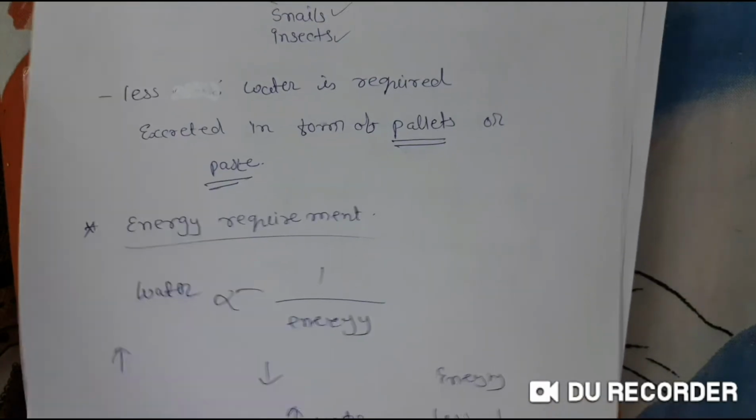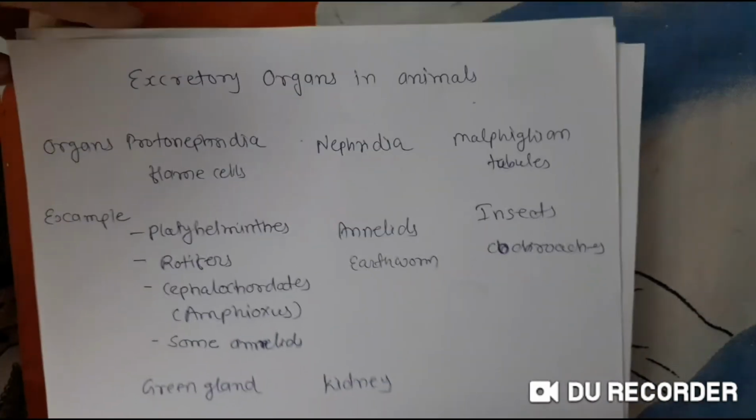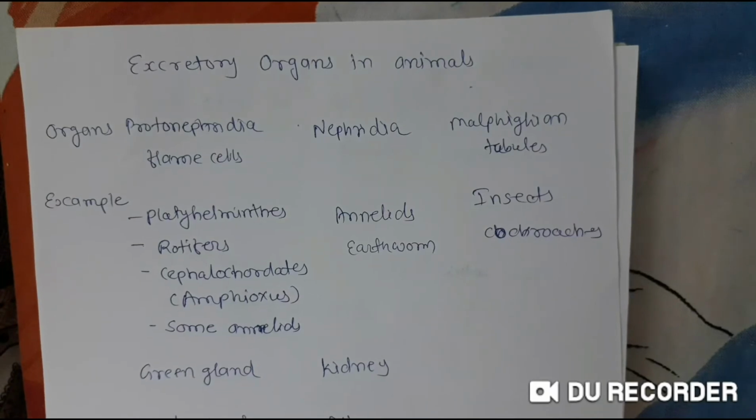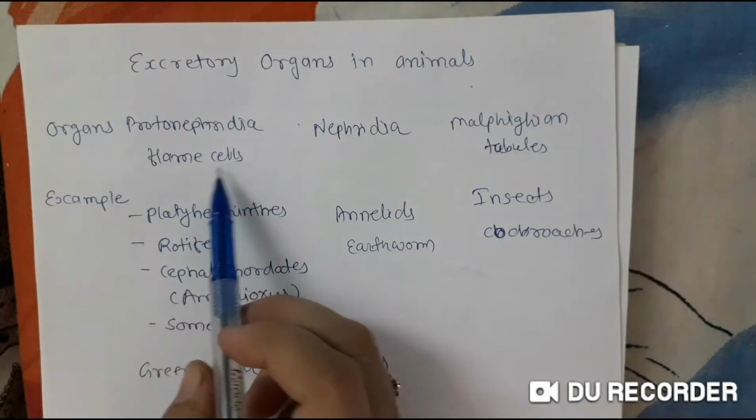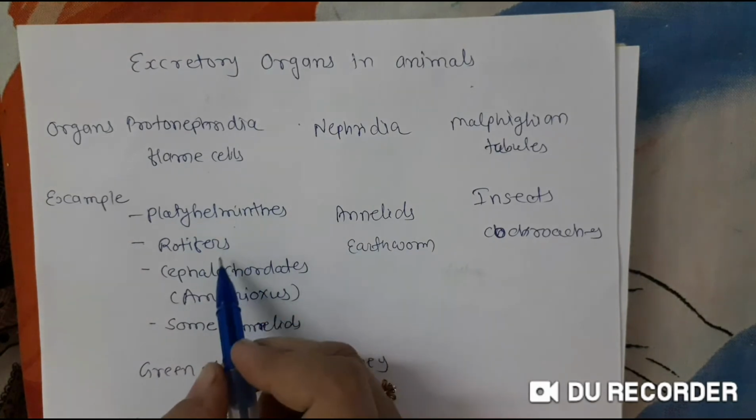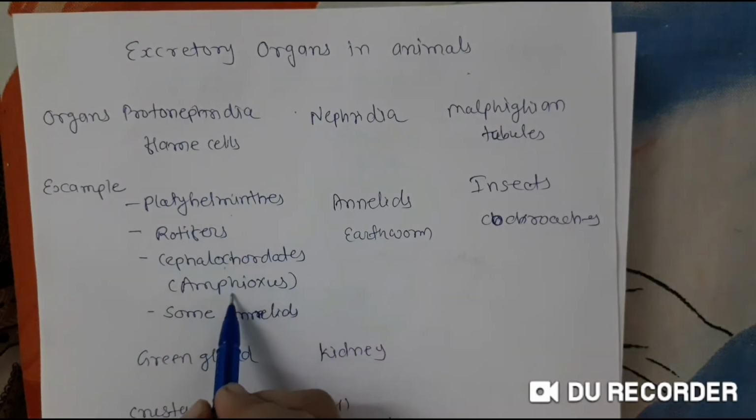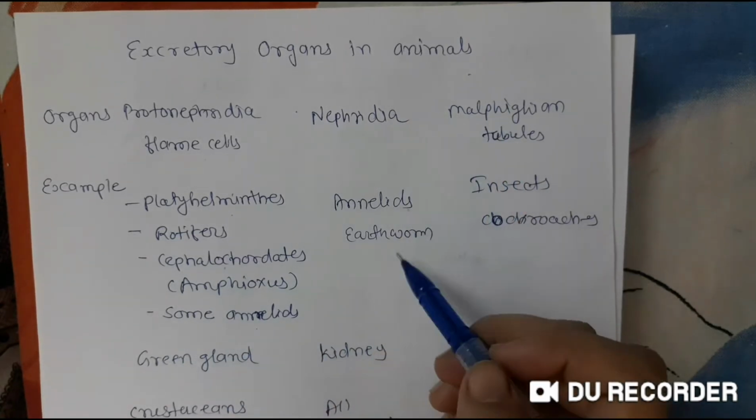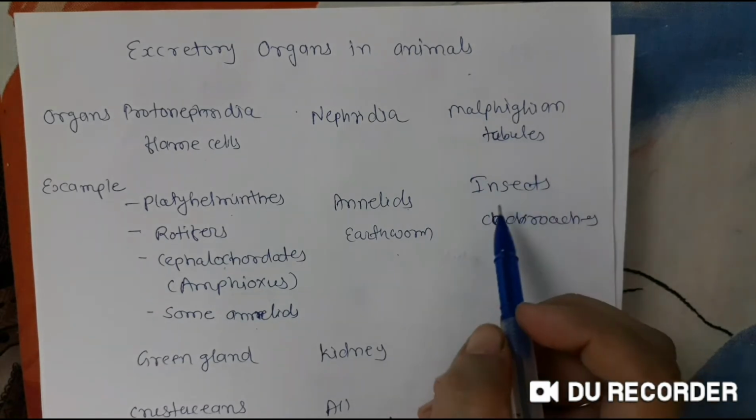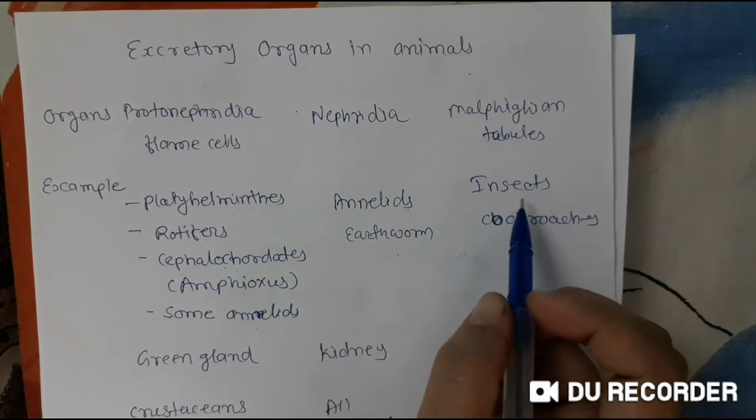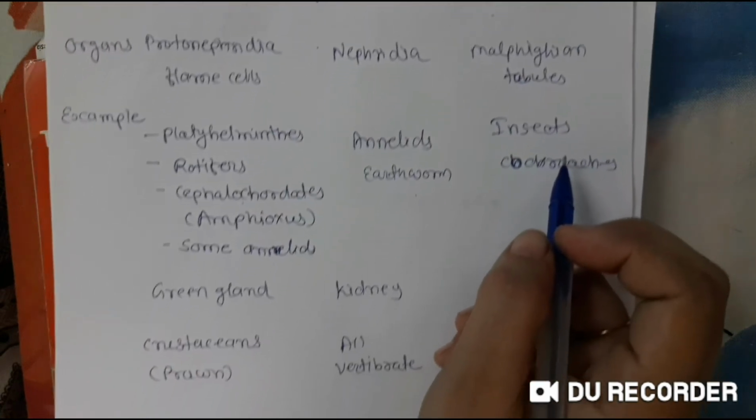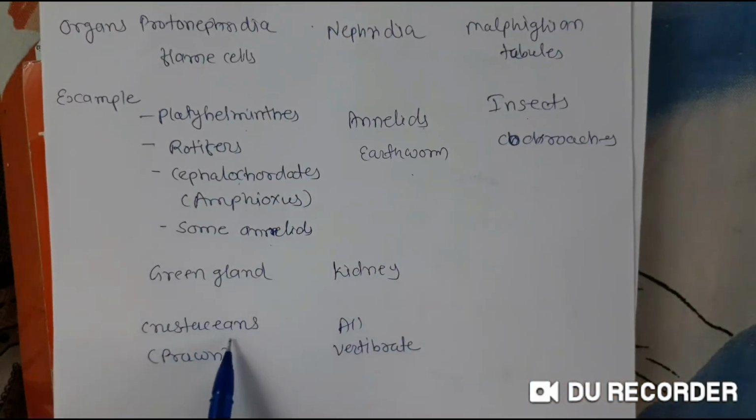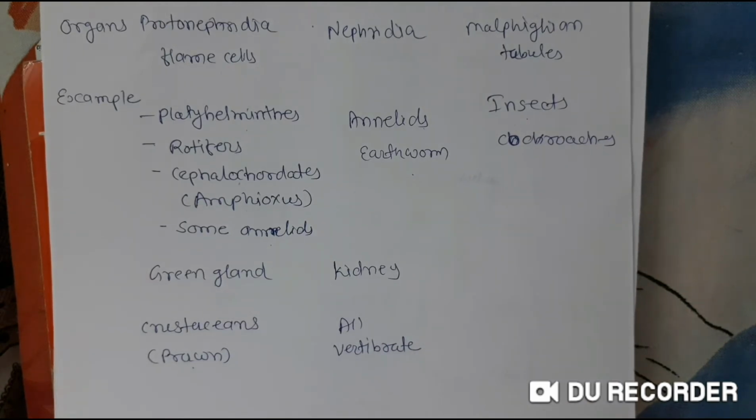In standard 11, in chapter number 4, we already studied the organs of excretion. So these are the excretory organs. Protonephridia and flame cells are there in platyhelminthes, rotifers, cephalochordates, particularly amphioxus, and some annelids. Nephridia are there in annelids and earthworm. Malpighian tubules are there in insects, mostly arthropods, and in the cockroach. Green glands are there in crustaceans and prawn, and kidneys are there in almost all vertebrates.